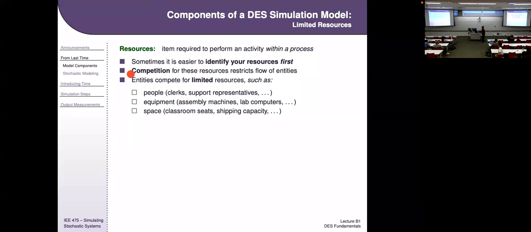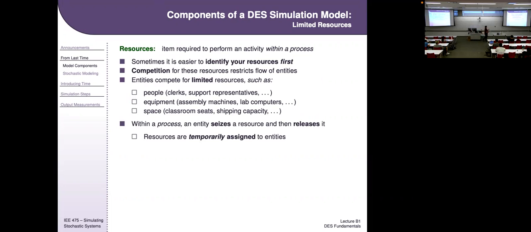So examples of limited resources are people in stores, like clerks and support representatives, equipment, like machines needed to assemble things, computers, and even space. So the seats that are available for someone to sit in. If there's no space available, then someone has to queue. And so that is a resource there. So within a process, entities, we say, seize a resource, and when they're done with it, release it.